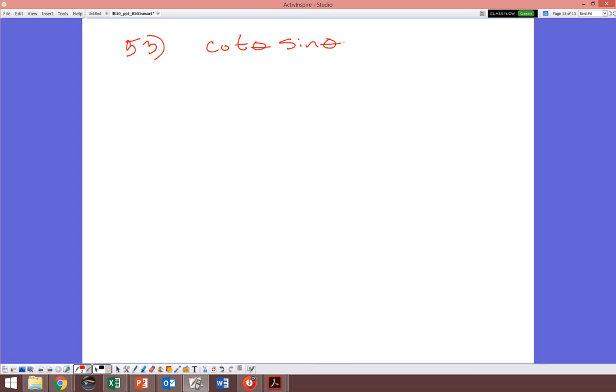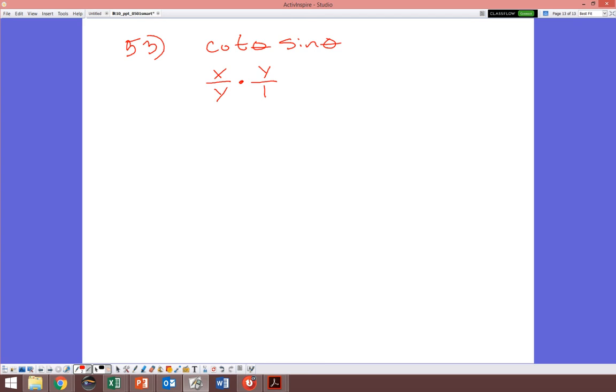Translate this into algebra. Cotangent is what over what? X over y. So I'm going to write this as x over y times what is sine? Y over r. But what is my r? 1. So it's going to be times y over 1. Now, translating this into algebra, does it look really easy now? Yeah.